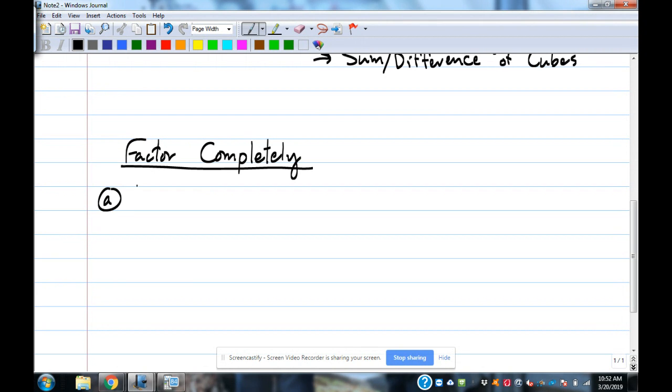So first example, x cubed plus 2x squared minus 15x. Start with a fairly easy one. Is that in descending order? Yeah, it's good in descending order. Is our greatest common factor across the entire problem? X. So we pull an x out first. That leaves us x squared plus 2x minus 15.